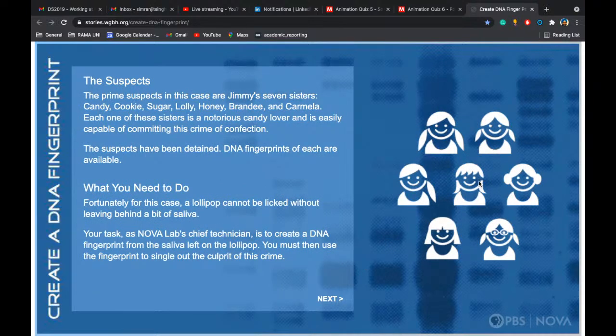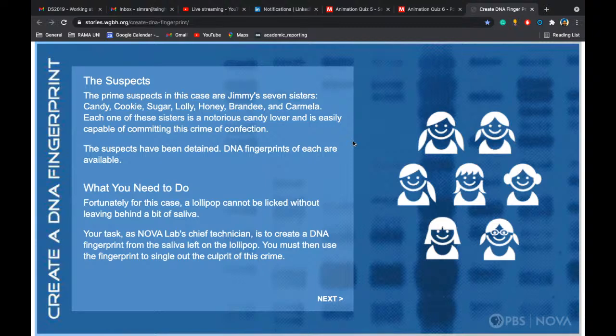So these are the very quiet, very innocent suspects. These are all Jimmy's seven sisters: Candy, Cookie, Sugar, Lolly, Honey, Brandy, and Carmilla. All of these sweet sisters of Jimmy are notorious candy lovers, and they could be one of the suspects in this crime. The suspects have been detained, and DNA fragments of each are available.